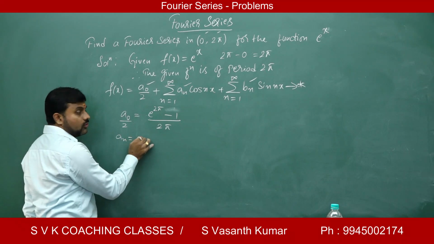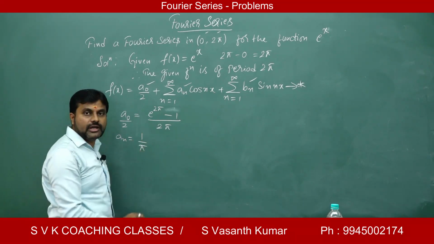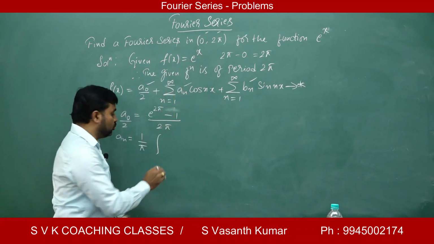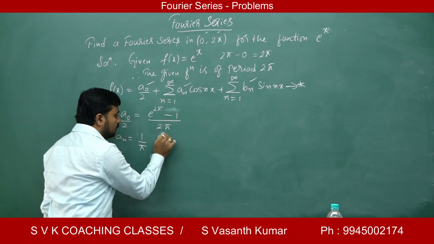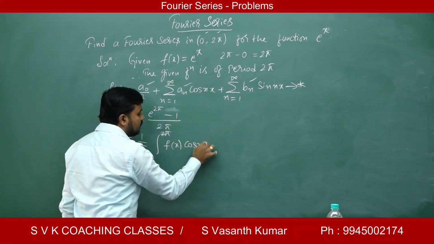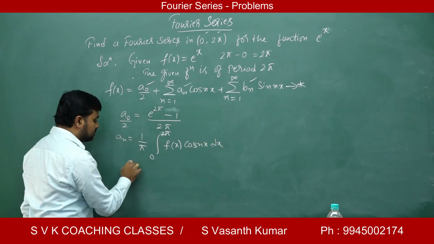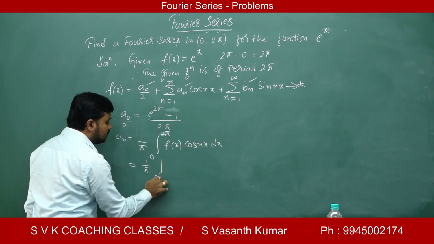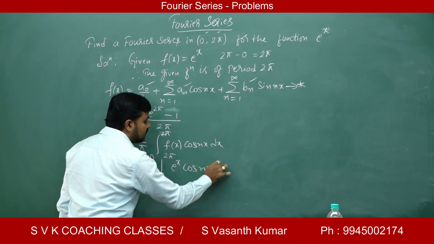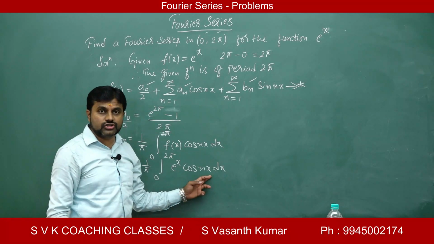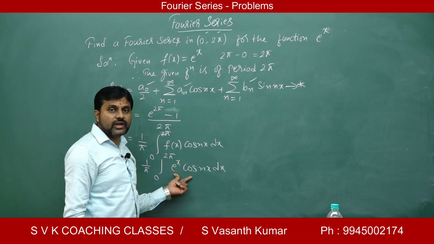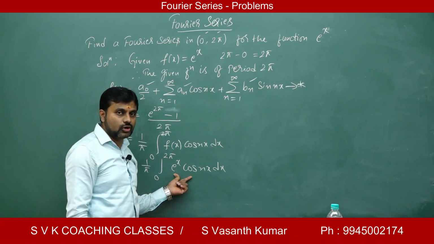How do we represent a n? 1 by pi integral, given interval 0 to 2 pi, integral 0 to 2 pi f of x cos n x dx. So what is f of x? Given f of x is e power x cos n x dx. Now we should apply Bernoulli's rule here, but this term will not be terminated. So we have a standard formula which you have studied in lower classes.